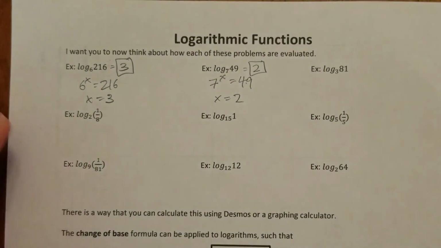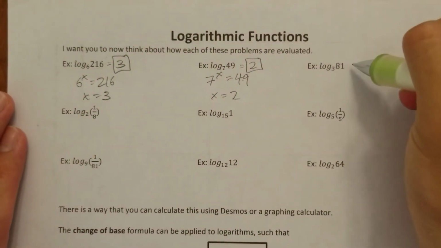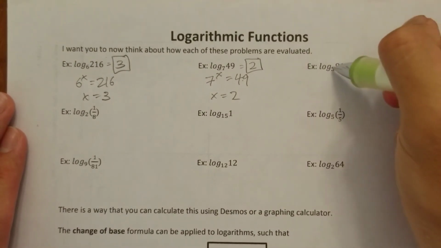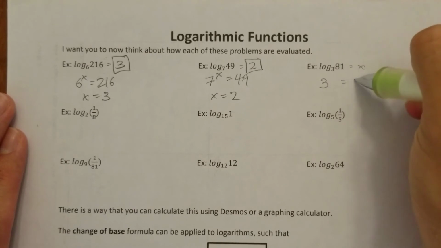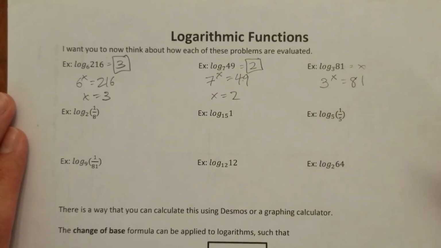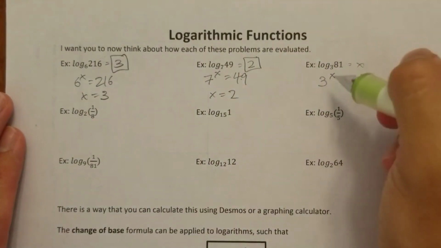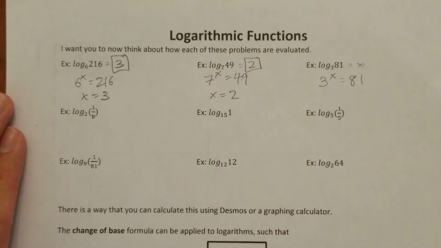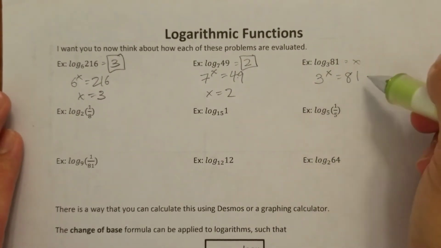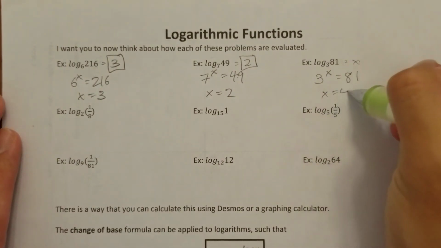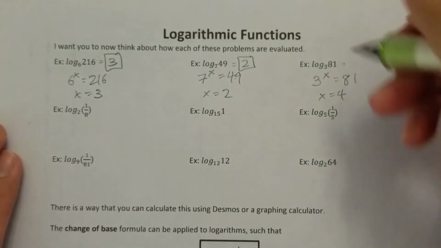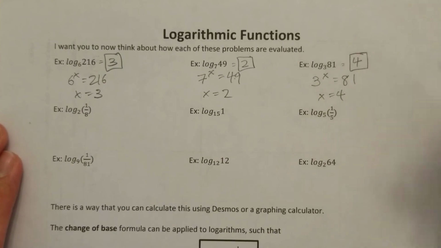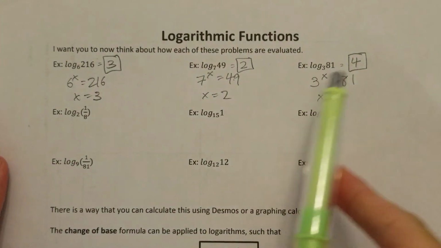Okay, same idea with this one. So if I have this here, this is our base, this is our answer, this is the exponent. Okay, so 3 raised to what power is going to be 81. So 3 times 3 times 3 times 3, x is going to be 4. So what I see here is that this log base 3 of 81 is going to be 4.